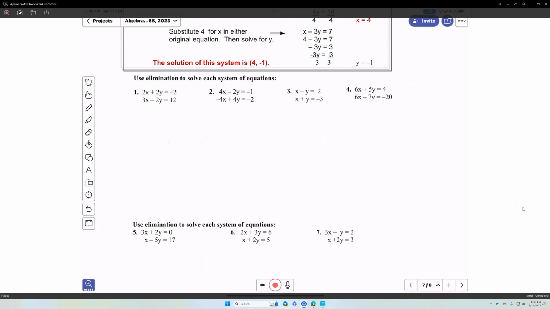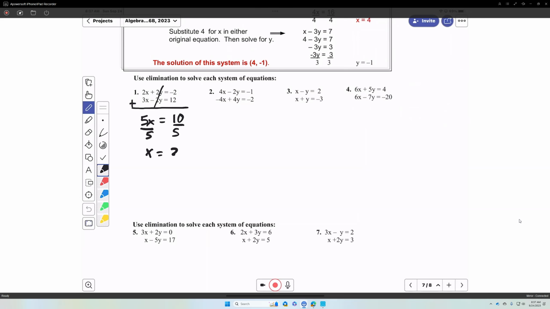I'm going to do 4 problems, and I'm going to hold you accountable for 4 problems. I'm going to do this with you. It says use elimination to solve the system of equations. So if you look at number 1, we're going to add both equations. So you have 5x, this cancels. Negative 2 plus 12, that gives you 10. You divide by 5, so x equals 2.